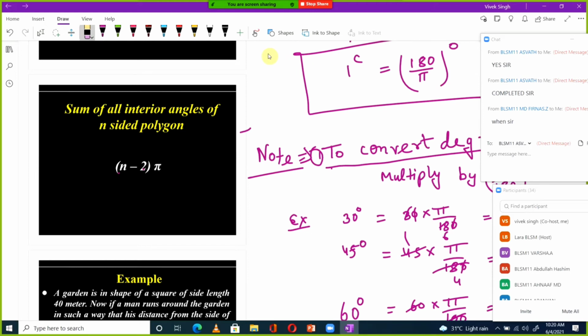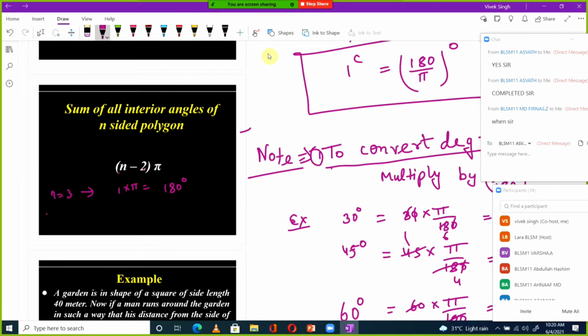So similarly, if you want to find the sum of interior angles of a triangle, n will be 3. You will get 3 minus 2, which is 1, into pi. Pi will be 180 degree. Already we know the sum of interior angles of a triangle is 180 degree.